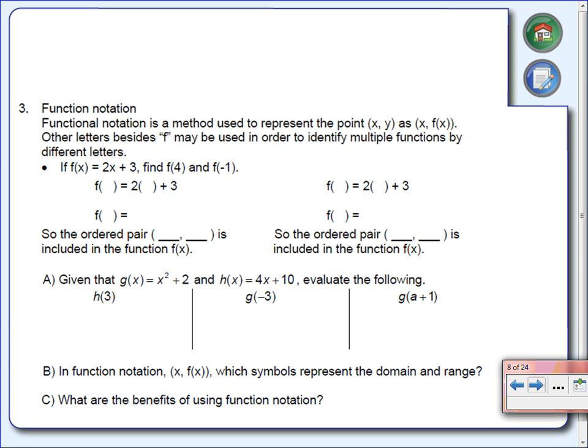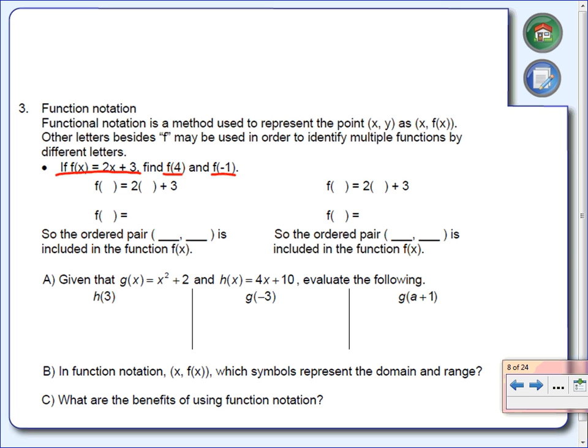Now, on the first one they've given us here, they've given us a function. And the function we're working with here is f of x is equal to 2x plus 3. What they've asked me to do is find two different things. They've asked me to find f of 4, and they're also asking me to find f of negative 1. So what exactly do they want me to find when they say find f of 4? And find f of negative 1.